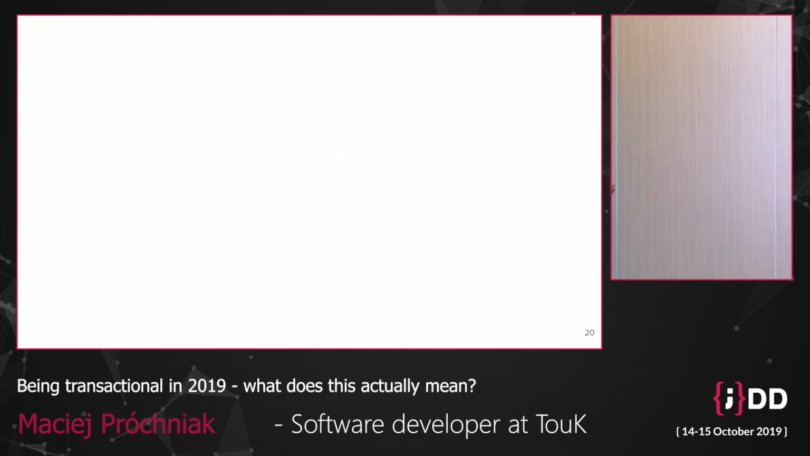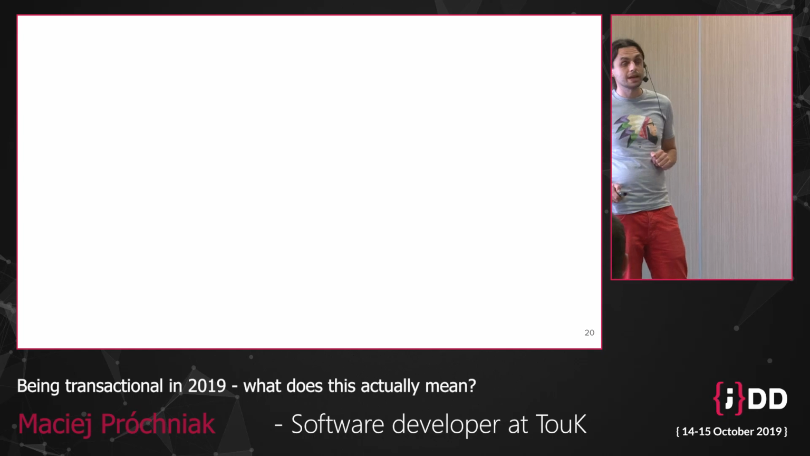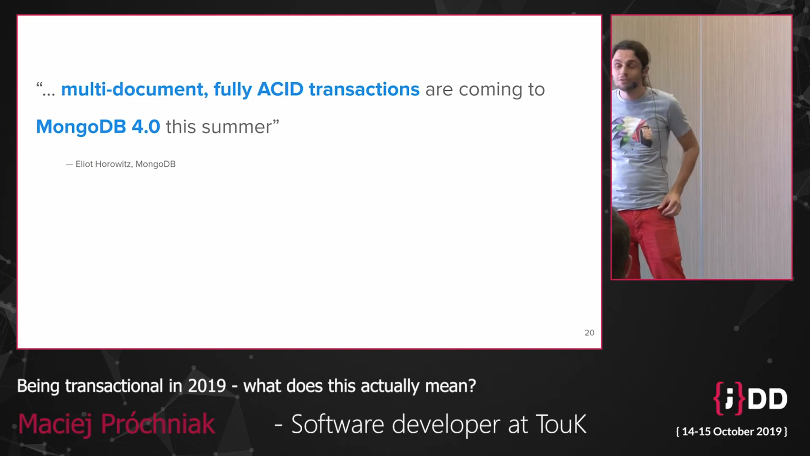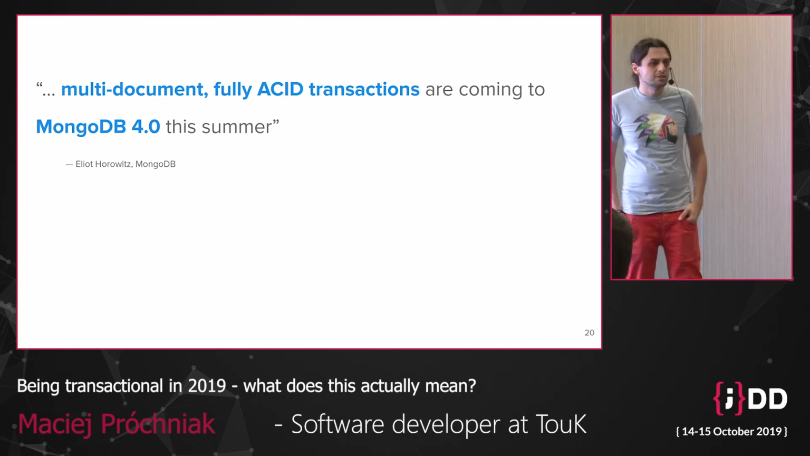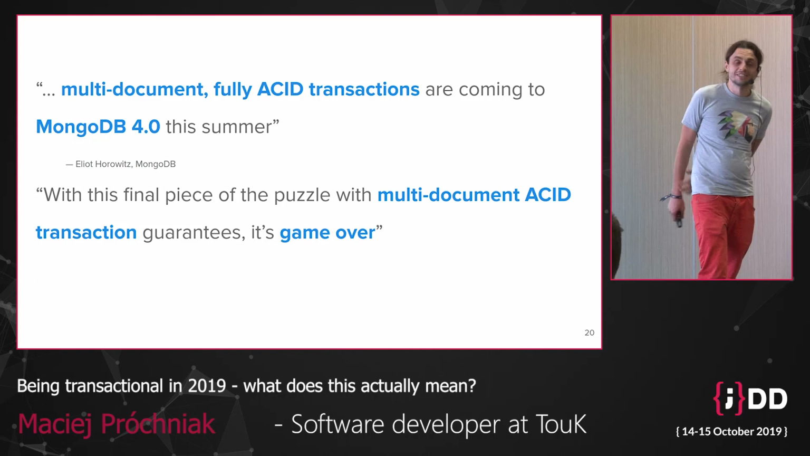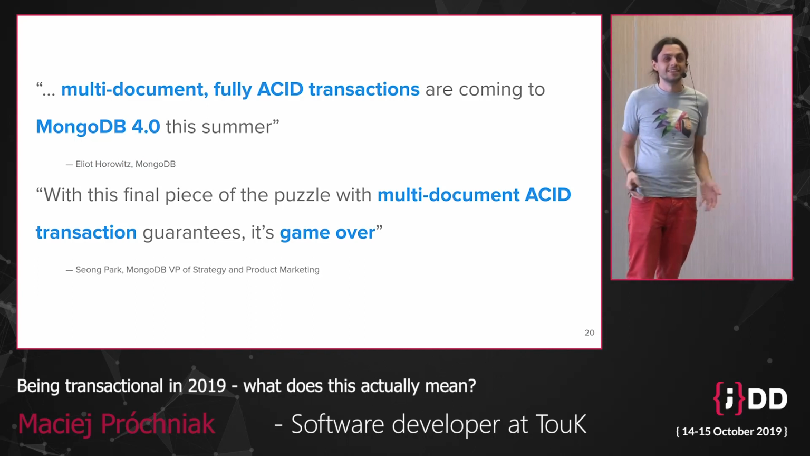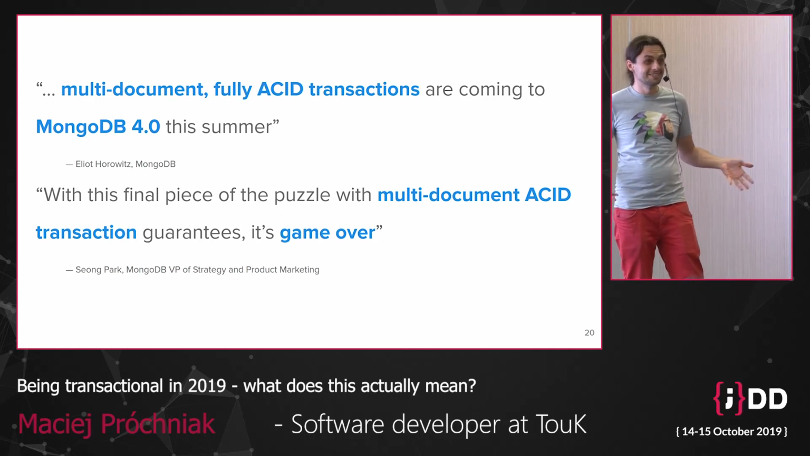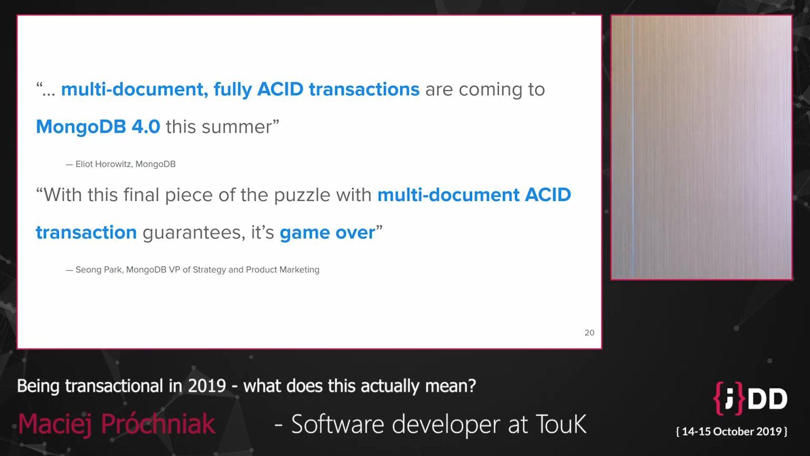And like 2 years ago, something strange happened. Because from the Mongo team came a different perspective. Multi-document transactions are coming to Mongo 4.0. I think it was summer 2017 or 18. And then, with the final piece of the puzzle, multi-document ACID transactions, it's game over, right? So it turned out that this functionality is really useful, because we implemented it, right? Yeah, good for Mongo. It's almost game over, I think, with Mongo 4.2, which was released like 2 or 3 months ago.